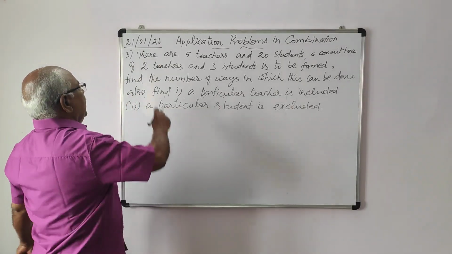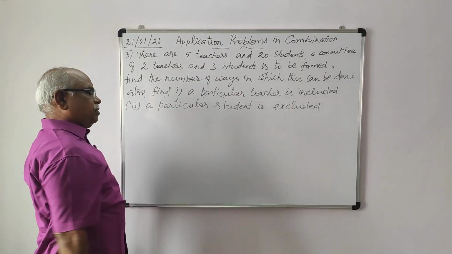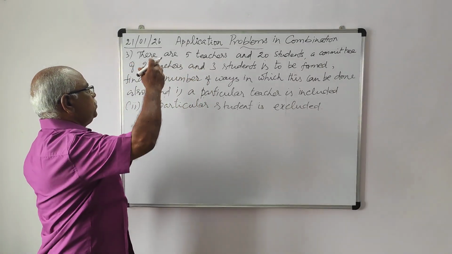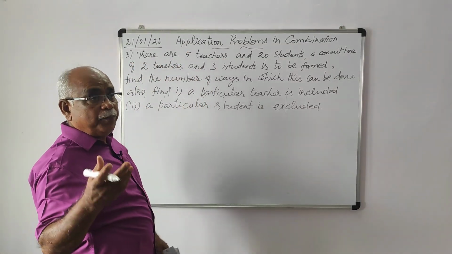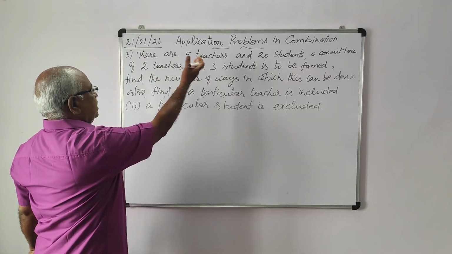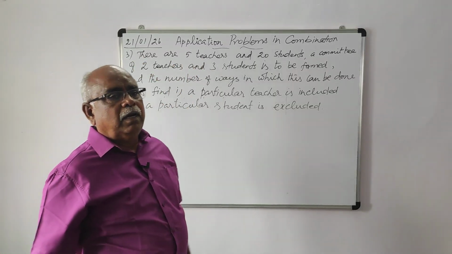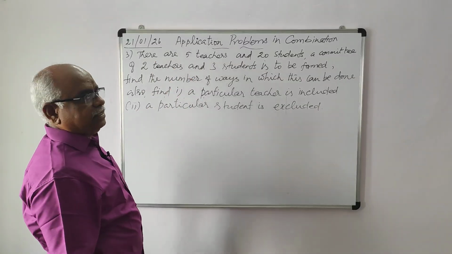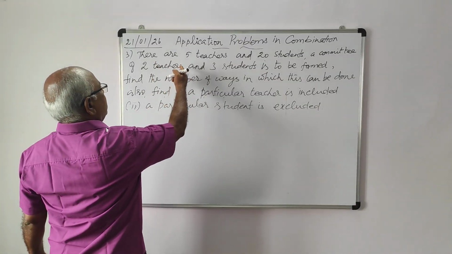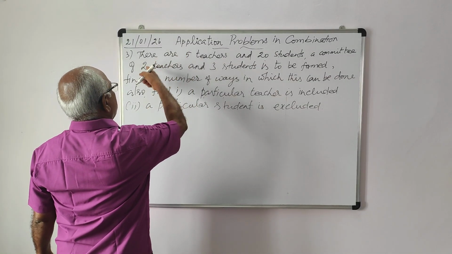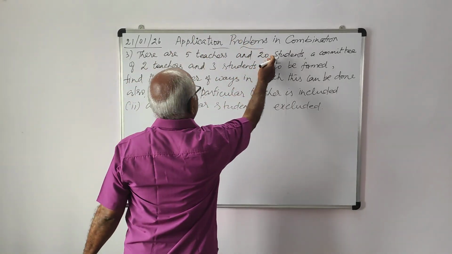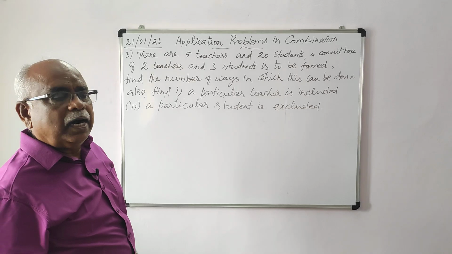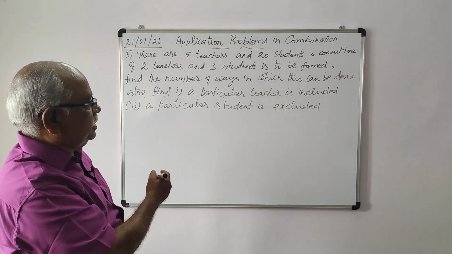Next problem. There are 5 teachers and 20 students. We have to form a committee consisting of 2 teachers and 3 students out of these 5 teachers and 20 students. In how many ways can it be selected? First case, general. Out of 5 teachers, 2 teachers are to be selected, and out of 20 students, 3 students are to be selected.